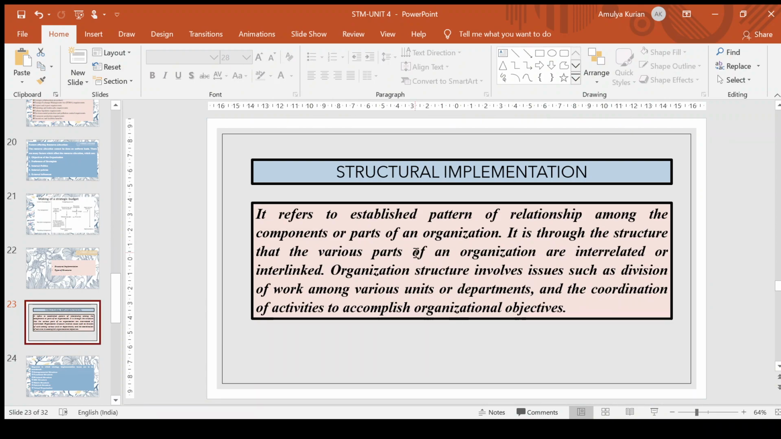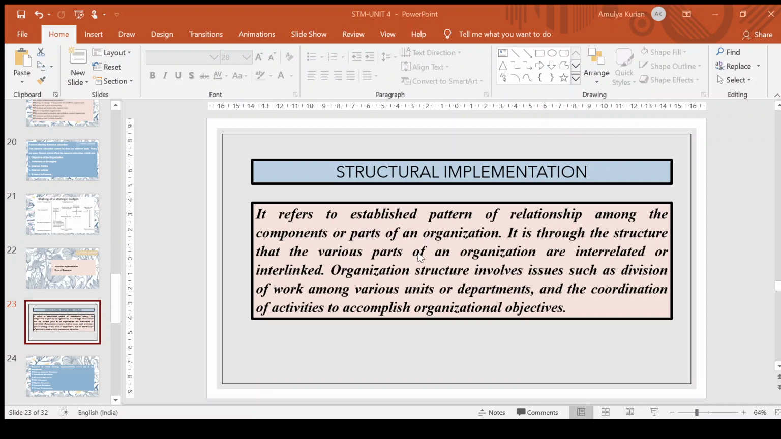Structural implementation refers to an established pattern of relationship among the components or parts of an organization. It is through the structure that the various parts of an organization are interrelated or interlinked. So the structure of an organization plays a vital role in strategy implementation. Organization structure is the outline of authority and responsibility relationship among the different job positions.